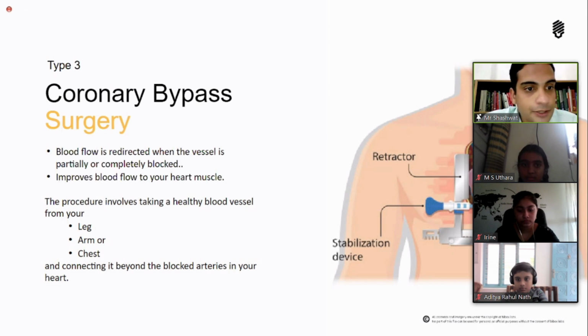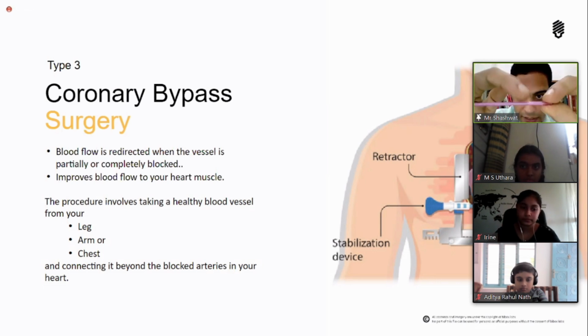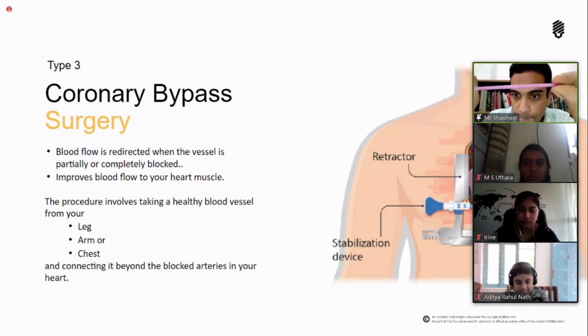What happens in coronary bypass surgery is that blood flow is redirected when a blood vessel is partially or completely blocked. Say, for example, this is a blood vessel. Imagine from here to here, there is a blockage inside this artery. Understood? Yes, sir.